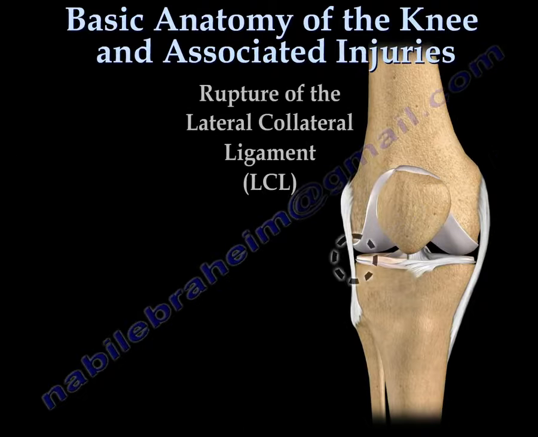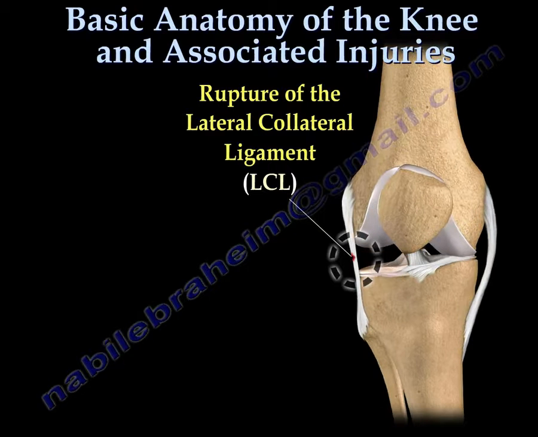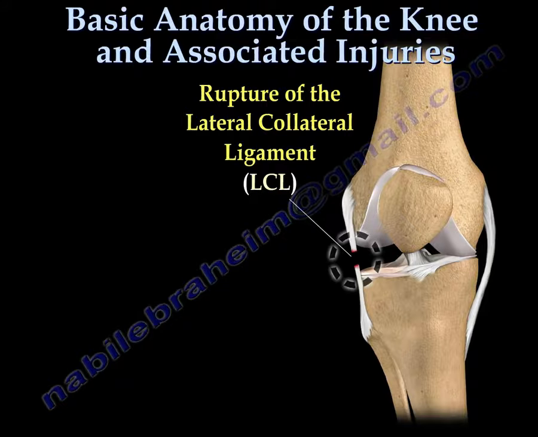The lateral collateral ligament supports the knee on the outside of the joint. This ligament is usually injured by pressure placed on the knee joint from the inside, which results in stress placed on the outside of the joint.